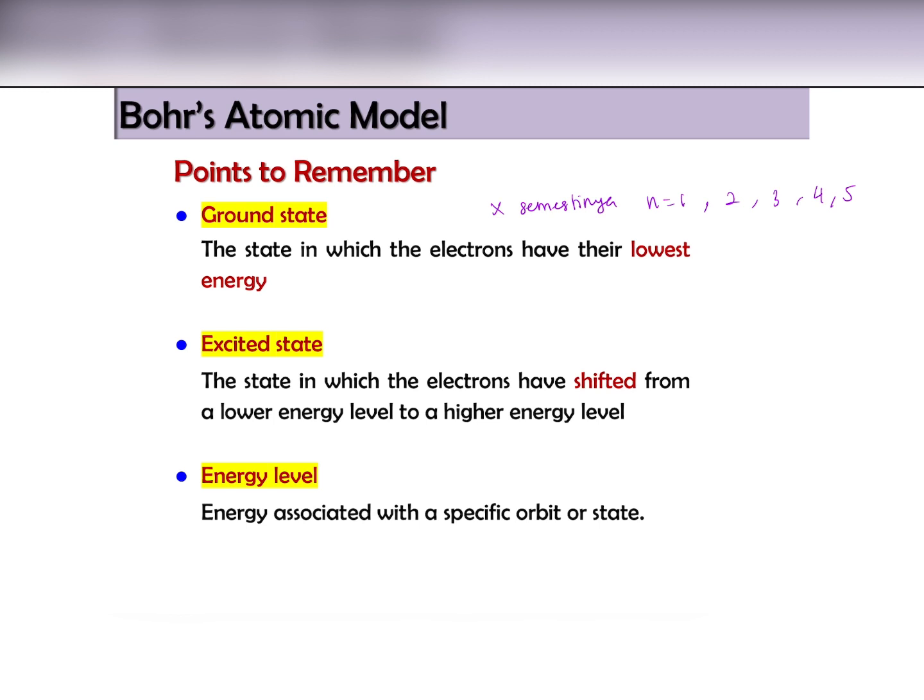Alright, so the next term is excited state. So for excited state, it is which the electron have shifted from a lower level to higher energy level. So ingat excite, naik atas. And energy level, it is the energy associated with a specific orbit or state. So ini dalam bahasa Melayu kita panggil peta lah. Okay, so itu adalah energy level.